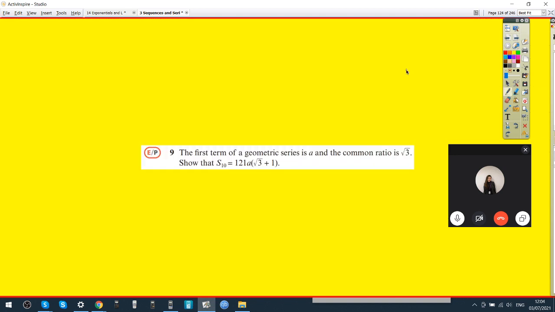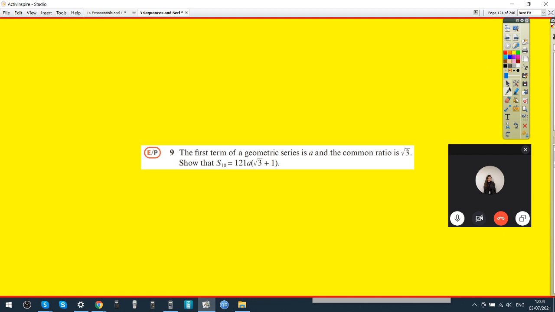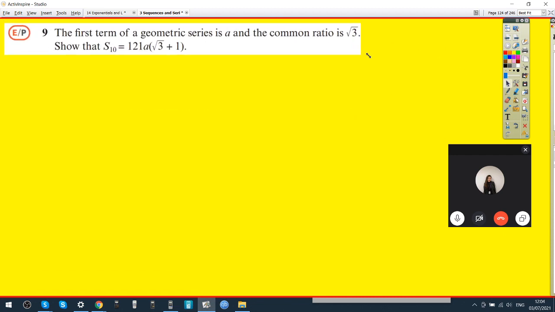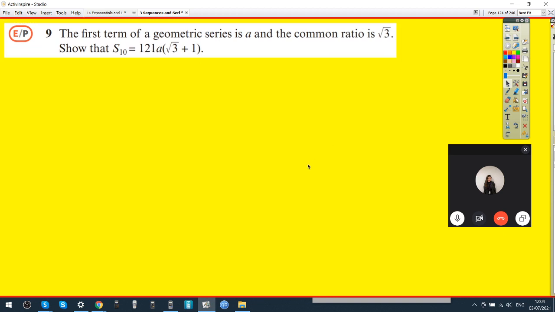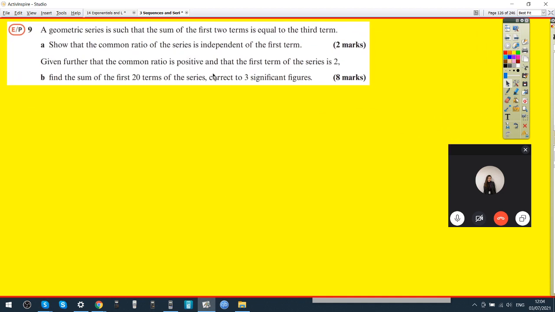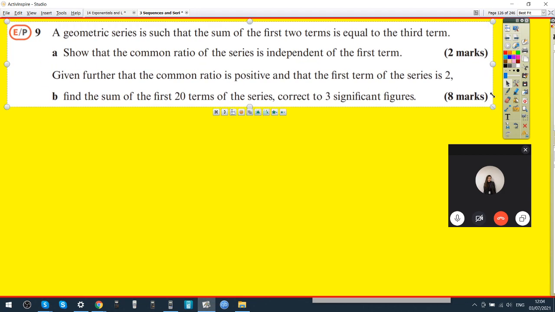Alright. Yeah. Let's see this one. Show that it's 10. I just want to make sure I'm not missing something. So the first term of a sequence is A, common ratio is that. That's alright. They're using square roots, surds, but it's the same idea. Yeah. Okay, this looks good. How about A?